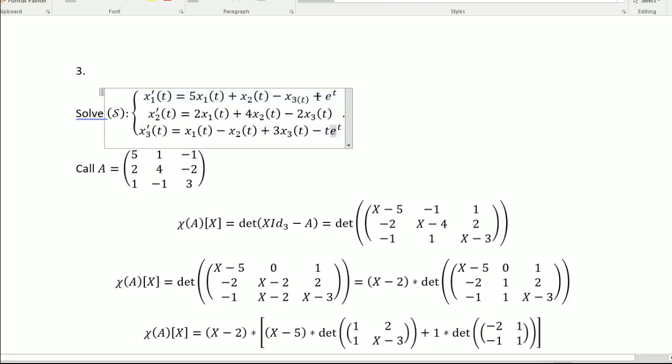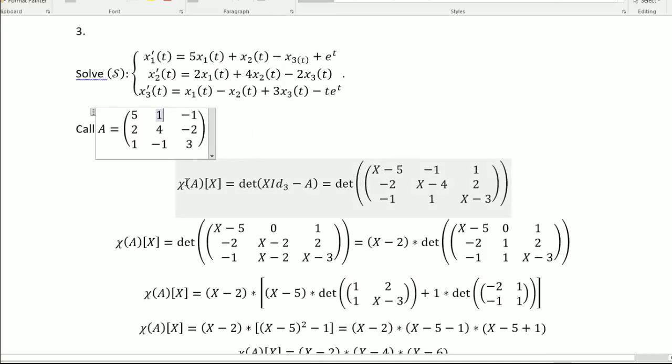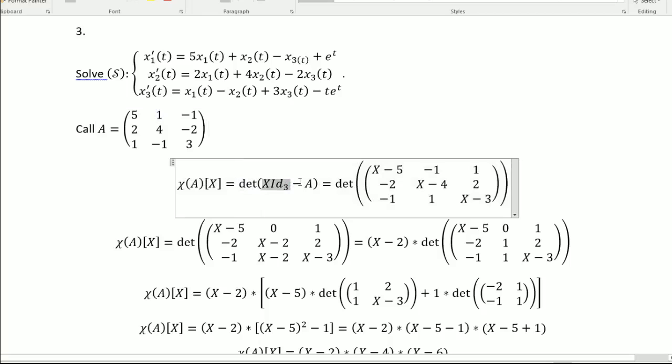So at first we'll solve the homogeneous version of this, without this term here and without this term here. We can write it with a matrix notation. I'll call A this matrix, which is just placing the numbers in the matrix here. I call chi, it's a Greek letter, the polynomial associated with the matrix. By definition, it's the determinant of x times the identity minus the matrix.